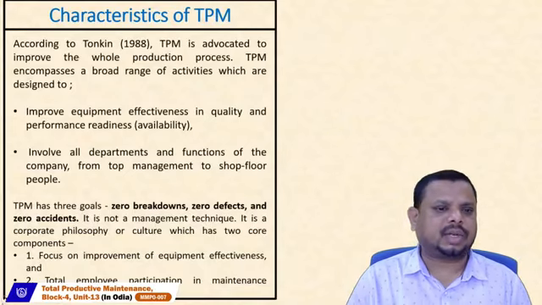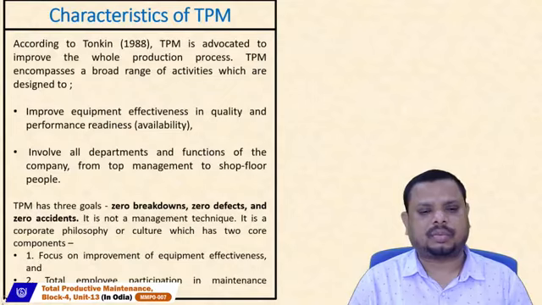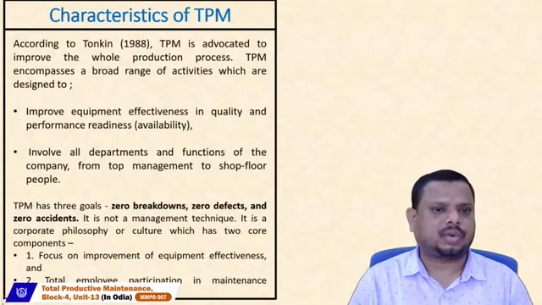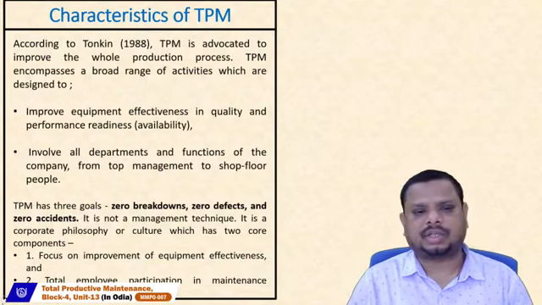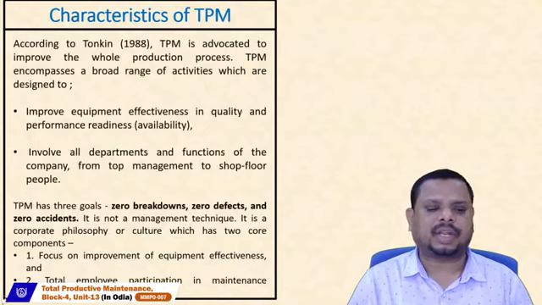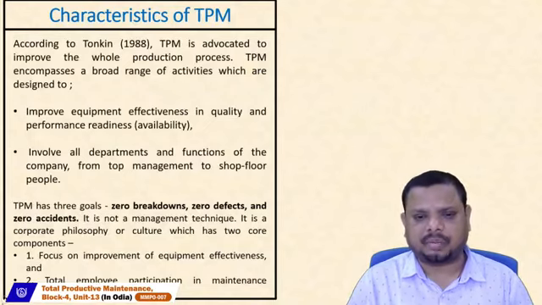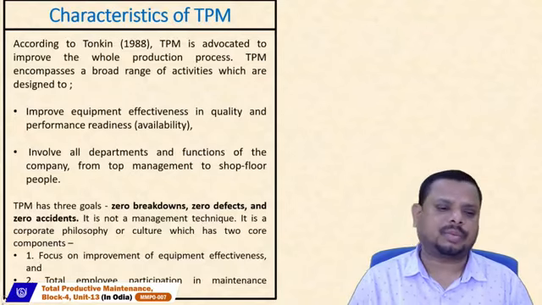The second is known as a broad range of activities, specially designed to involve all departments and functions of companies, from the top management to the shop floor people. So whenever you introduce, as I told, total productivity maintenance, the first important part is to improve the effectiveness of qualities and the performance, which is known as performance readiness in the form of availability of equipment and machines. The second important point is that it involves all levels of management, starting from the department, sub department, the functions of companies, the top level of management to the shop floor people.